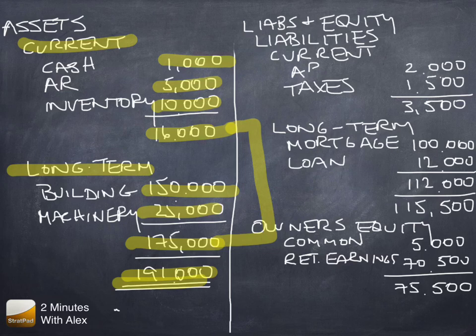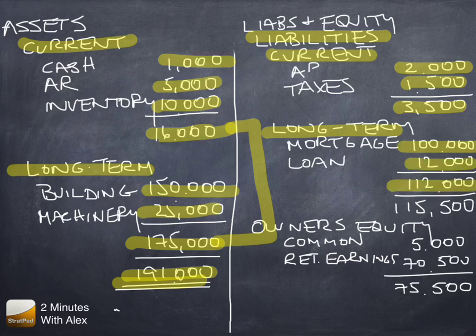On the other side, liabilities and equity start off with liabilities, which is divided into both current and long-term, just like the assets. Accounts payable and taxes subtotal to $3,500. We have long-term liabilities of a mortgage and a loan, which subtotal to $112,000. Add the 3,500 and the 112,000, and you get to $115,500. Owner's equity, we have the initial investment by the owner of $5,000, and the total of the income and the profit and the losses since the company began of $70,500.